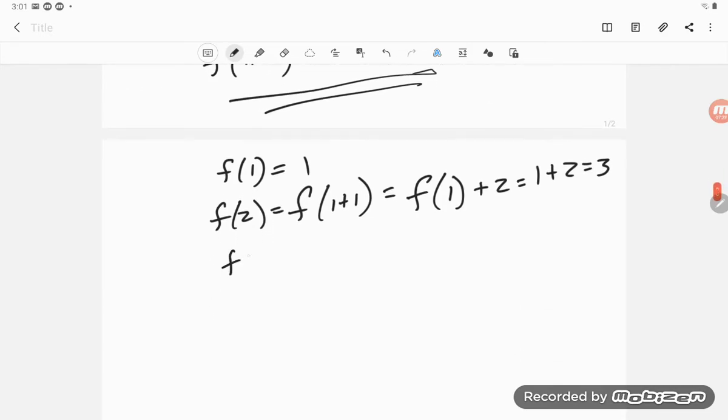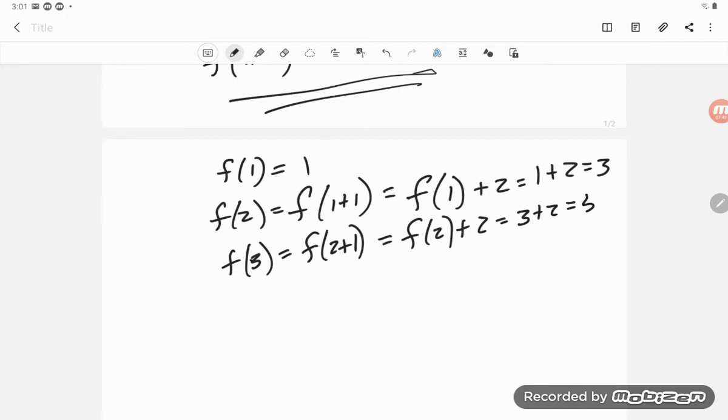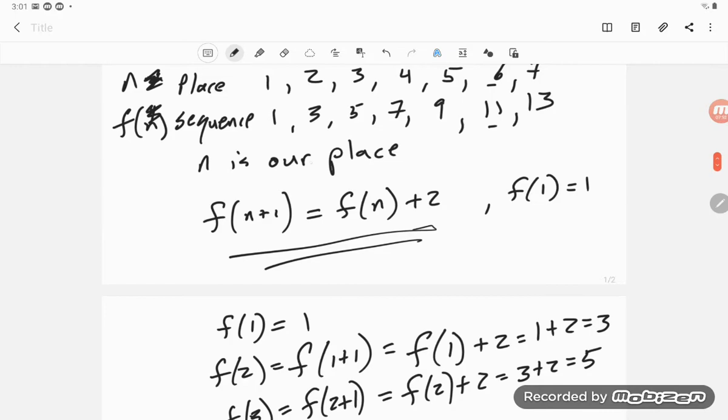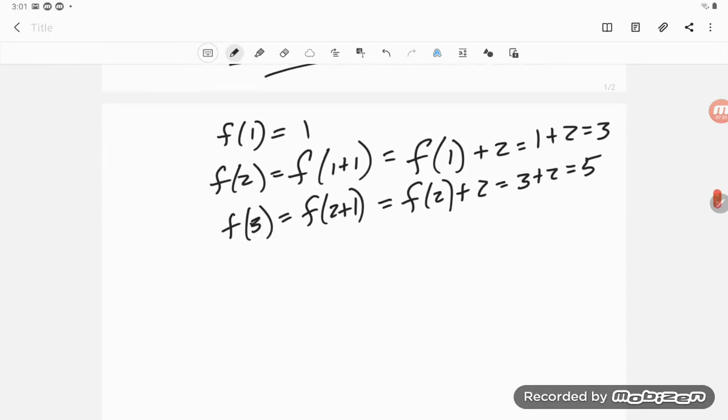And then f at 3 is f of 2 plus 1. And so that's f at 2 plus 2. And f at 2 was 3, so that's 3 plus 2. I get 5. All right, and that's matching up nicely. 1, 3, 5 for the first, second, third spot.